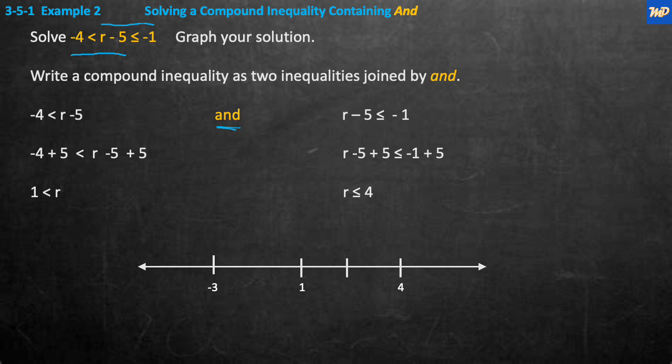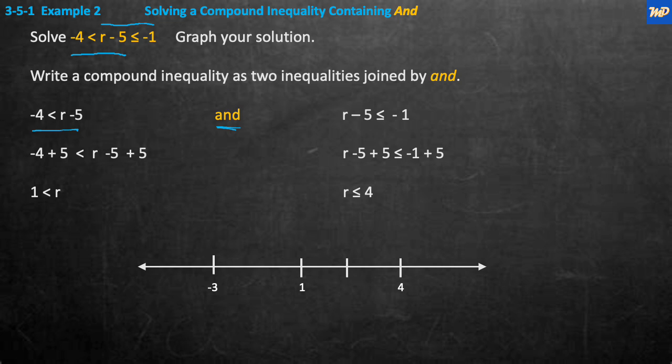When you divide or multiply by a negative number, that switches the sign from less than to greater than, or greater than back to less than. So let's look at it. We're going to start with the first one. Negative 4 is less than r minus 5.